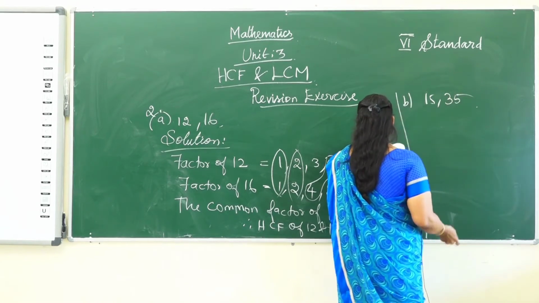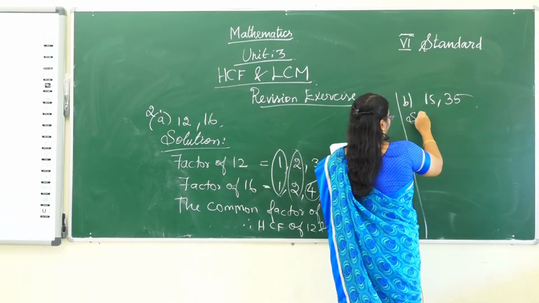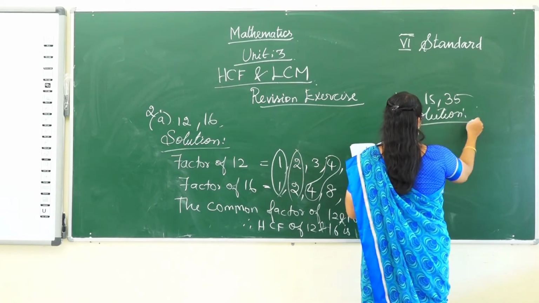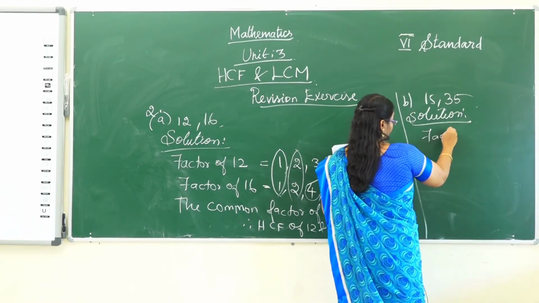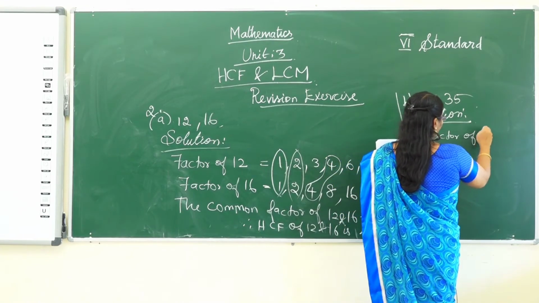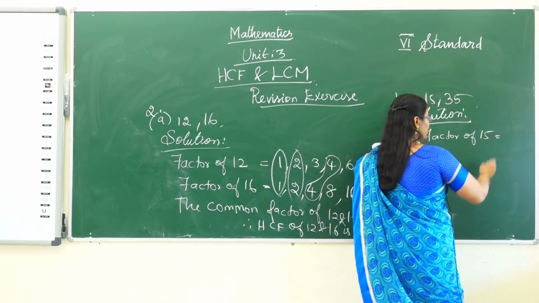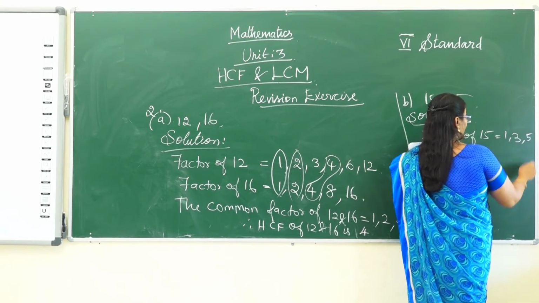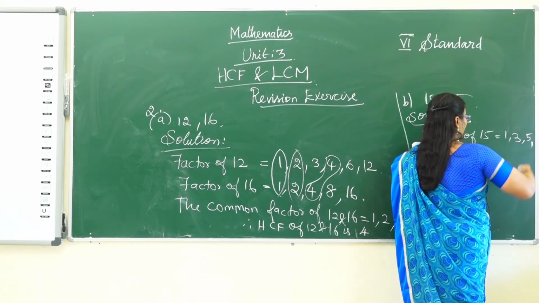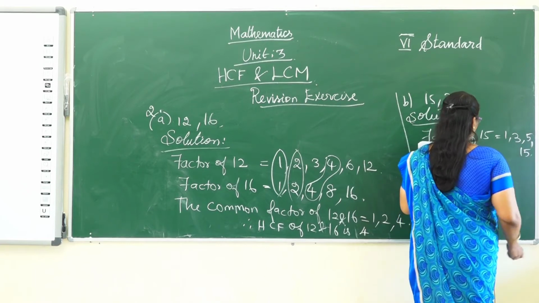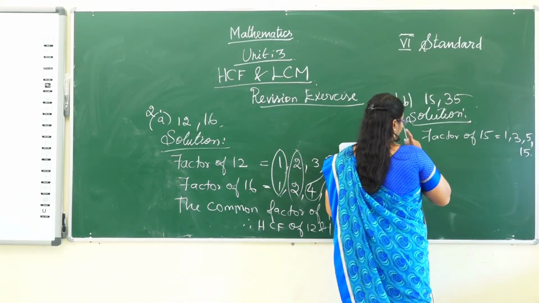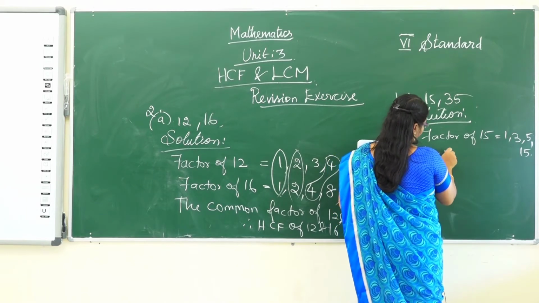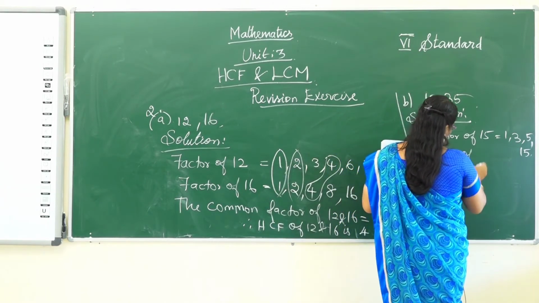15 and 35 is given. Solution, factors of 15. So which are the tables? 1 table, and then 3 table, and then 5 table, and finally 15 table. Is it? And next factors of 35.